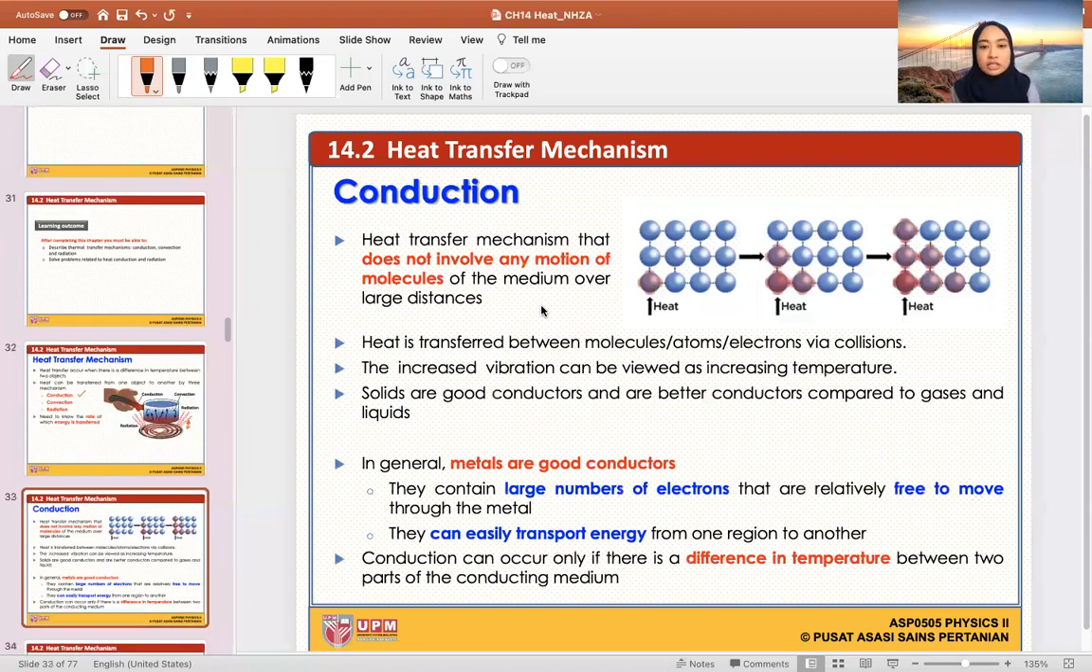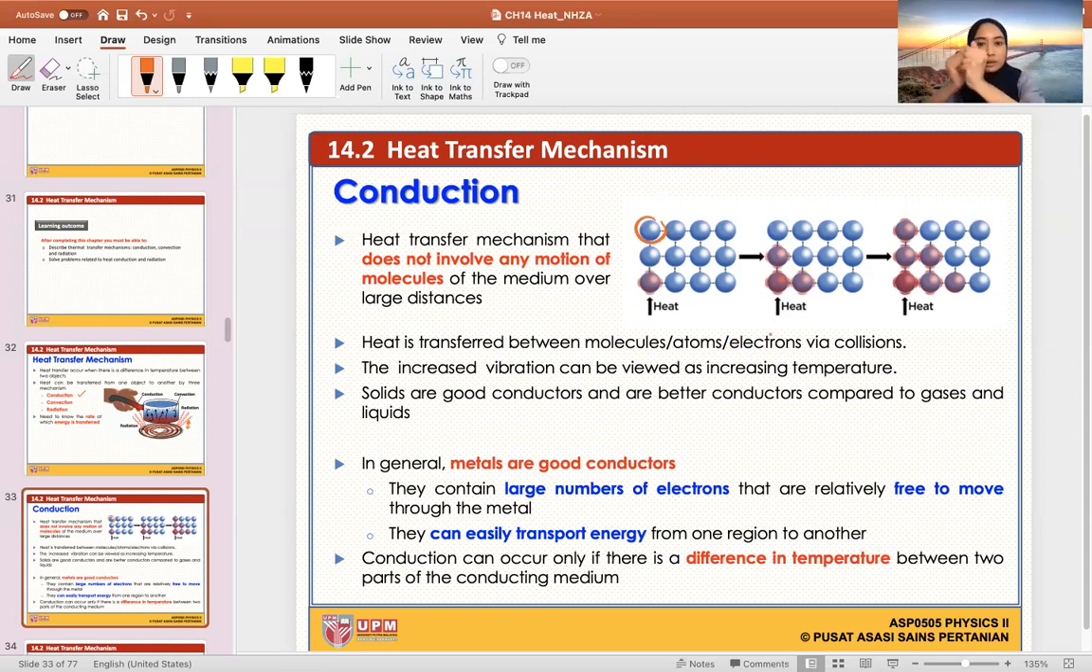Okay, so conduction, heat transfer that does not involve the motion of molecules of medium over large distances. Okay, apa yang maksud kat sini is it does not have to involve movement yang kita nampak. Movement ni related to convection kan? Okay, just keep that in mind first. So conduction is a heat transfer mechanism that does not involve any motion of molecules. Maksudnya, kalau dia dekat sini, dia dekat situ jugalah. Dia tak bergerak. Heat is transferred between molecules, atoms or electrons via collision.